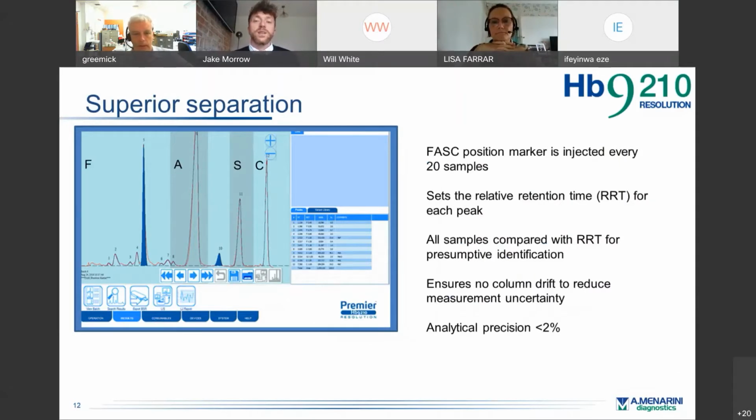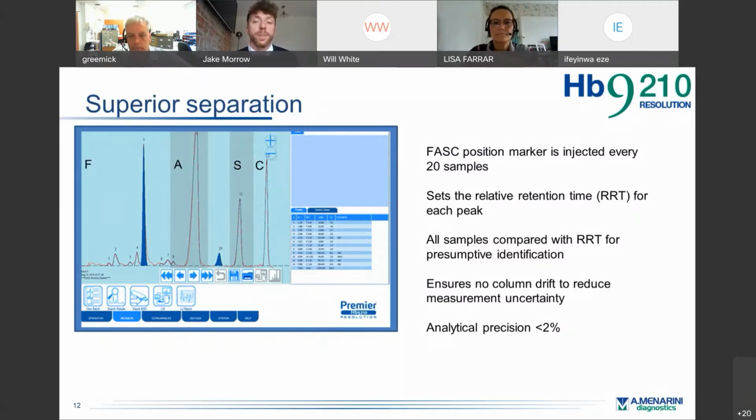And the way this is achieved is the retention times of hemoglobin F, A, S, and C are reassessed every 20 samples, and that's an automatic injection of this position marker. That's because regardless of what chromatography system you use, you're going to have a tiny amount of drift, and also all the other things that you will be aware of that account for uncertainty of measurement are mitigated somewhat with this position marker.